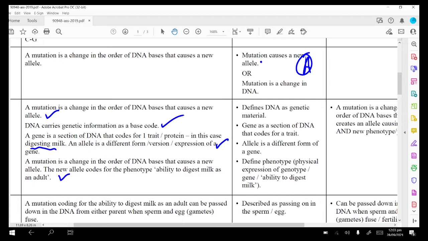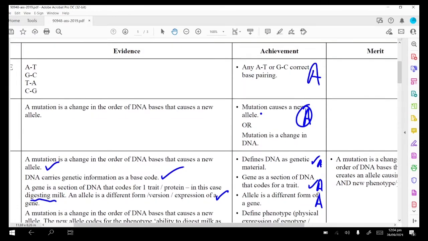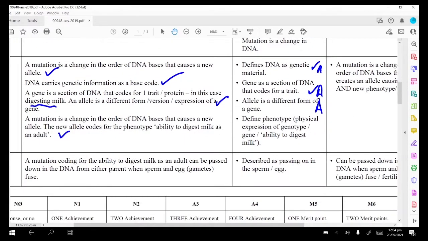So we defined DNA as genetic material. We said that a gene is a section of DNA. Can you see there's an A there for you, an A there for you? An allele is a different form of the same gene. So if you're only aiming for achieved, you have now already gotten an A5. You've already had 5 opportunities for achieved. And all you had to do was memorize your definitions. So it's not a lot of work if you're just aiming for achieved.